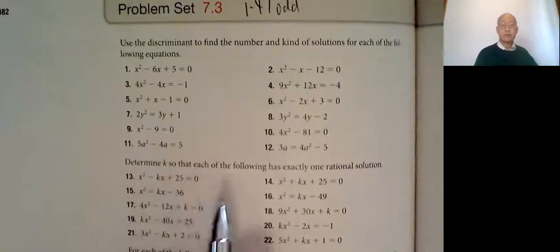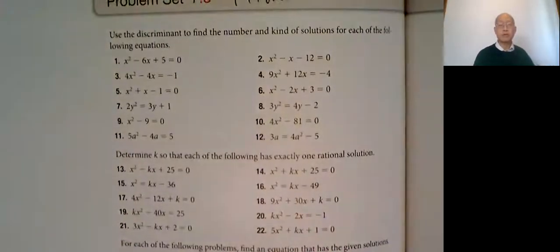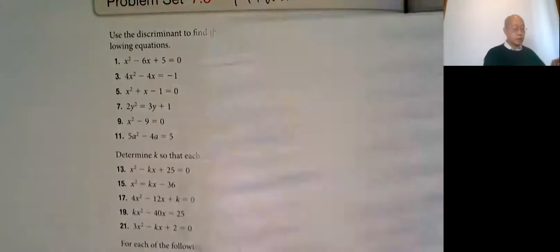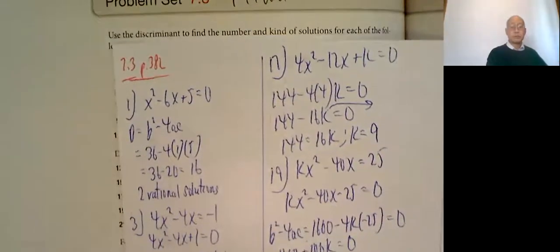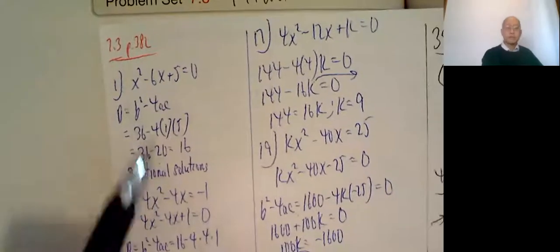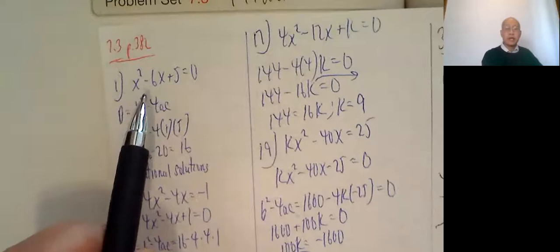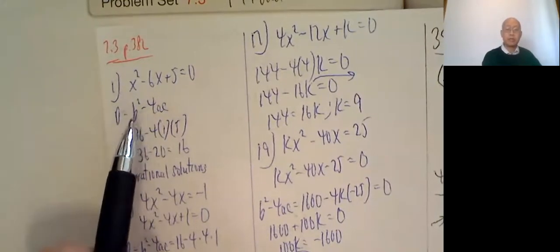So 1 through 12, use a discriminant to find a number and kinds of solutions for each of the following equations. The discriminant is the stuff that's underneath the square root for the quadratic formula. In other words, it's b squared minus 4ac. Okay? So what do they want us to do? So a is 1, b is -6, c is 5. Only look at the discriminant. Discriminant is the stuff underneath the square root.